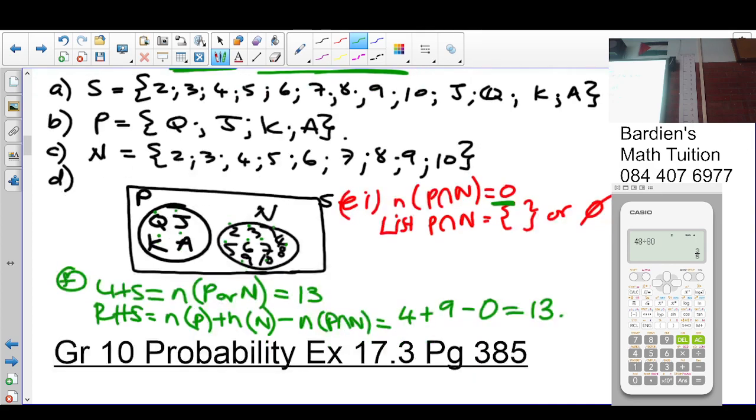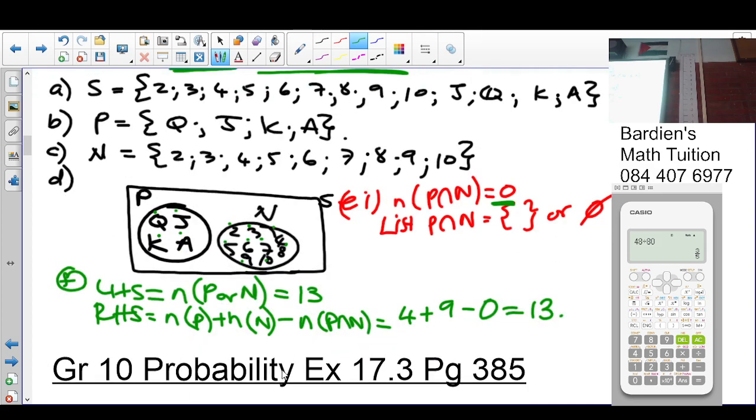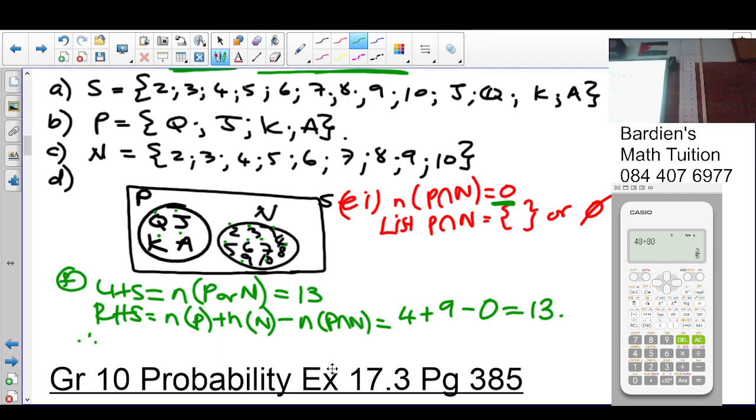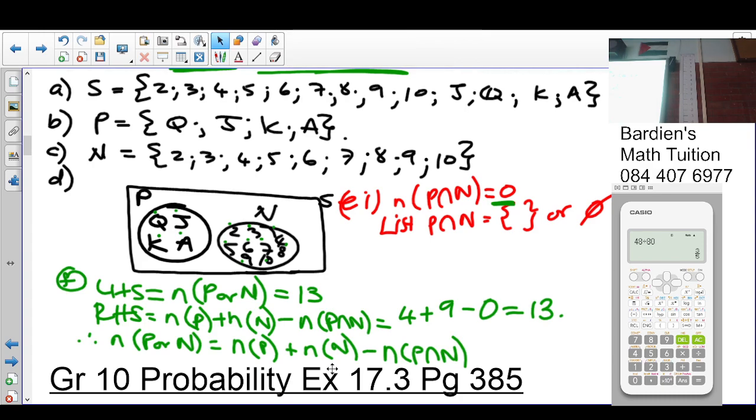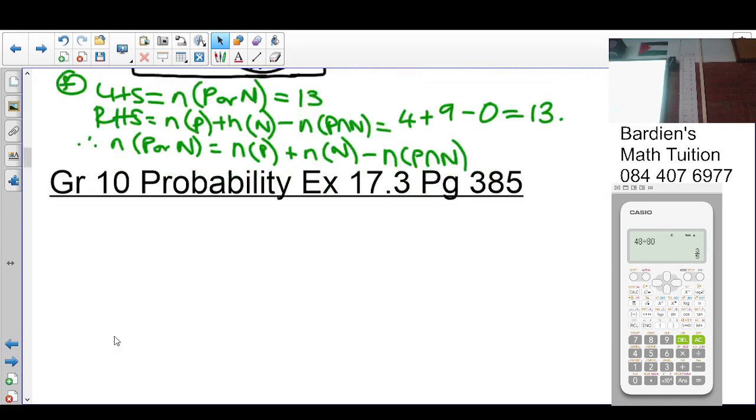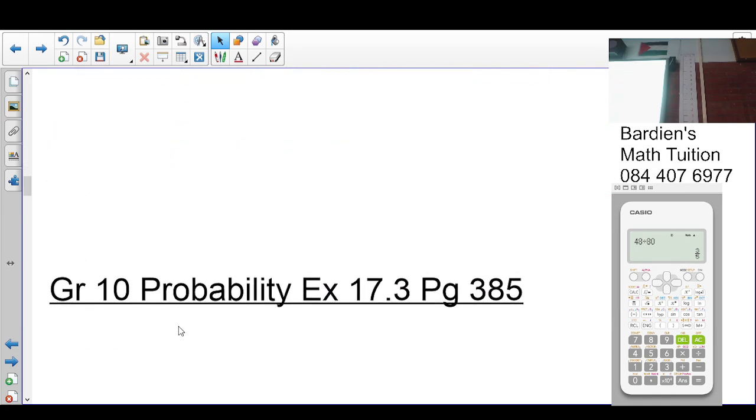So how do we answer that question? We say therefore, left hand side is equal to right hand side, or the number of P or N is equal to the number of P plus the number of N minus the intersection of P and N. Just prove that identity now as well. Okay. Let's go to the next question.